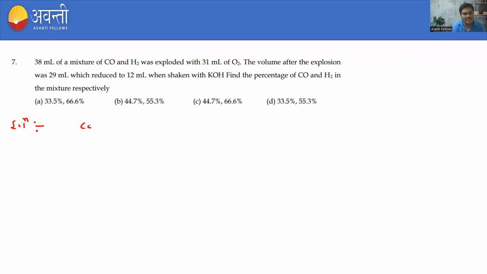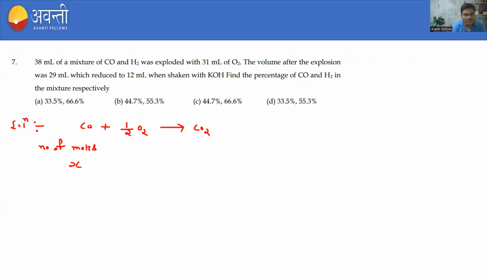So we have CO plus half O2, so this gives us CO2. Similarly, number of moles of X, right? So how will you write this? Can you write this, Vita?